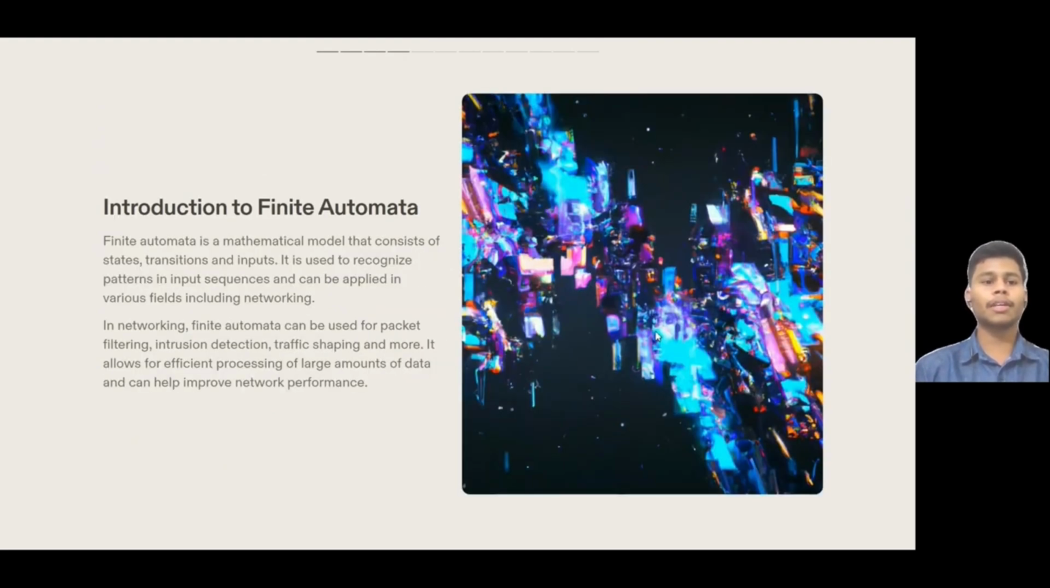Introduction of finite automata. Finite automata is a mathematical model that consists of states, transitions, and inputs. It is used to recognize patterns in input sequences and can be applied in various fields including networking. In networking, finite automata can be used for packet filtering, intrusion detection, traffic shaping, and more. It allows for efficient processing of large amounts of data and can improve network performance.